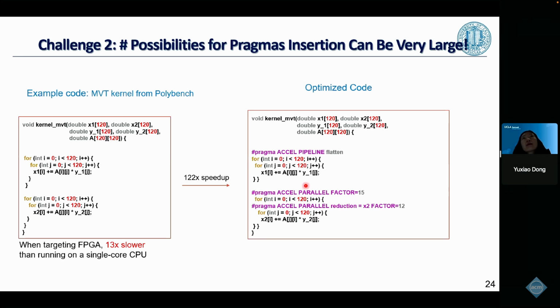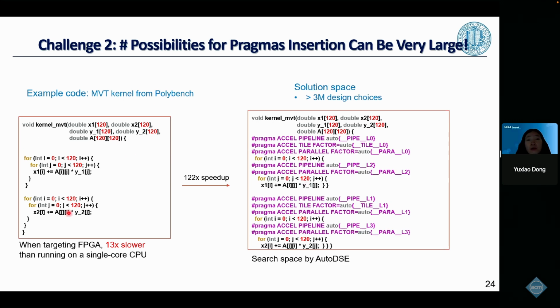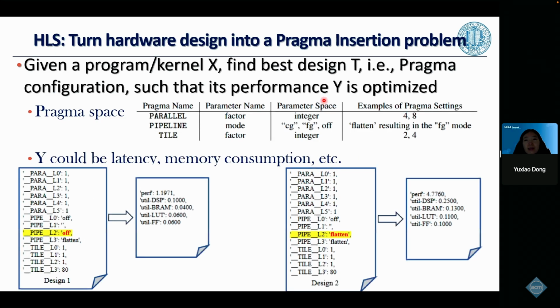But then another caveat is that there are so many different ways to insert those descriptions, which we call pragmas. So where to insert them? For a simple code like this, we could have more than 3 million design choices. So that's very painful.